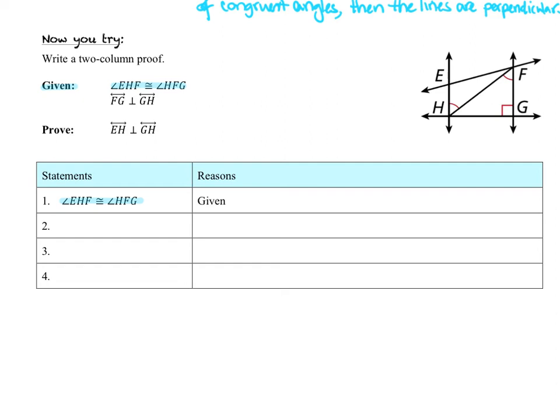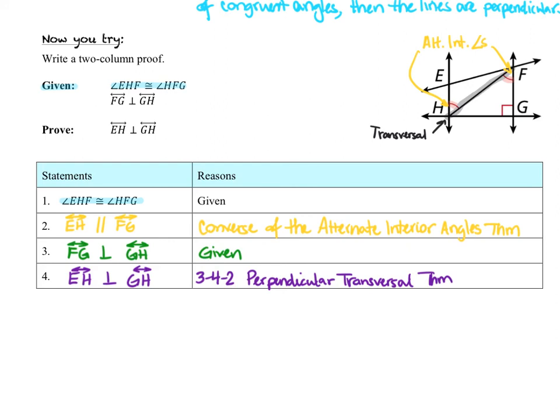Statement number 1 in our proof is about the two angles that are congruent to one another. When we look at that on the diagram, we can see that those are alternate interior angles created by lines EH and FG with that transversal going through them. So once we see that these are alternate interior angles, then we know that line EH has to be parallel to line FG from the converse of the alternate interior angles theorem.